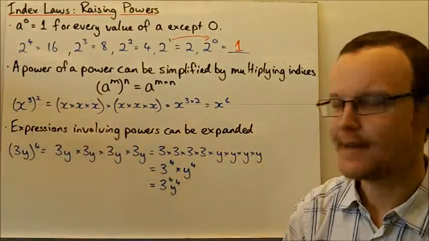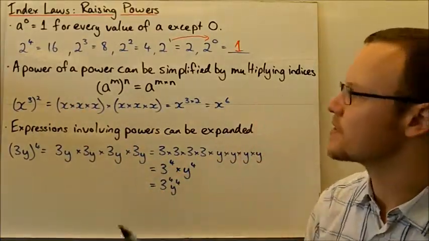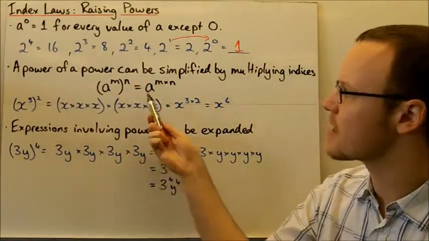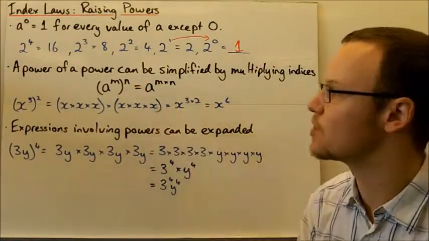A power of a power can be simplified by multiplying indices. So a to the power of m, all to the power of n, is the same as a to the power of m times n.